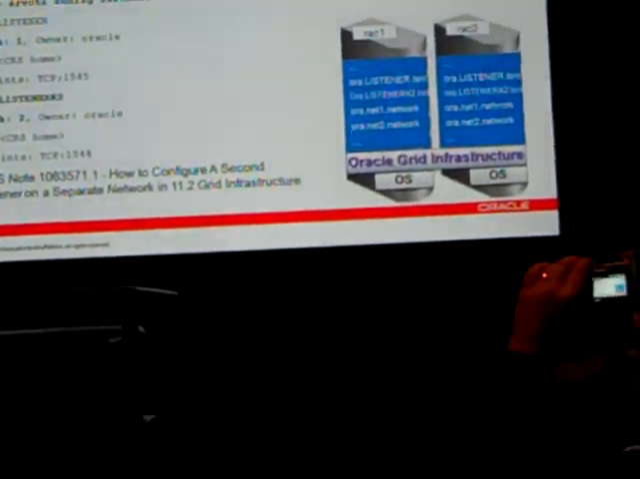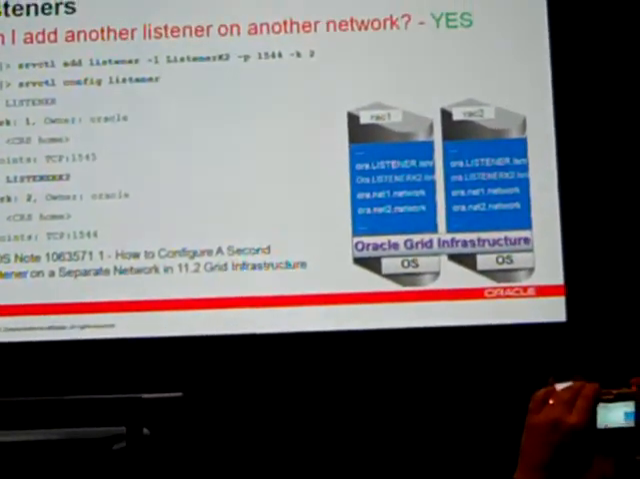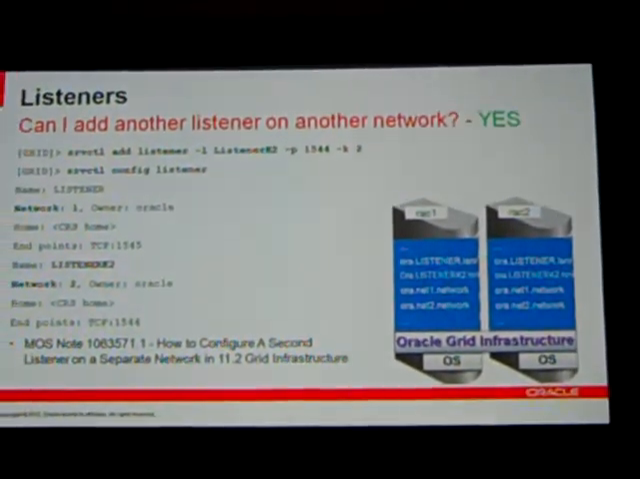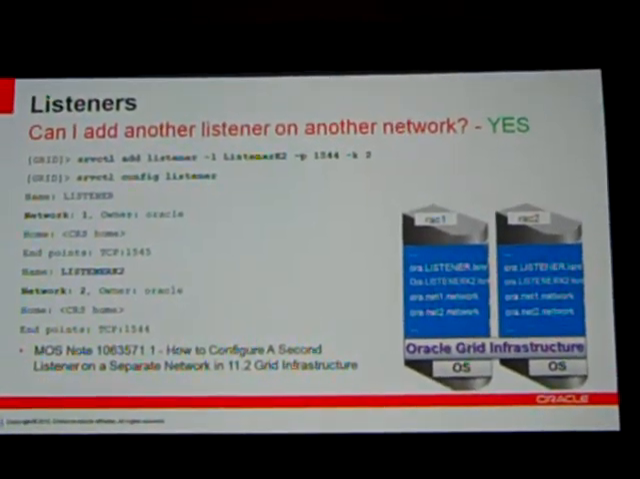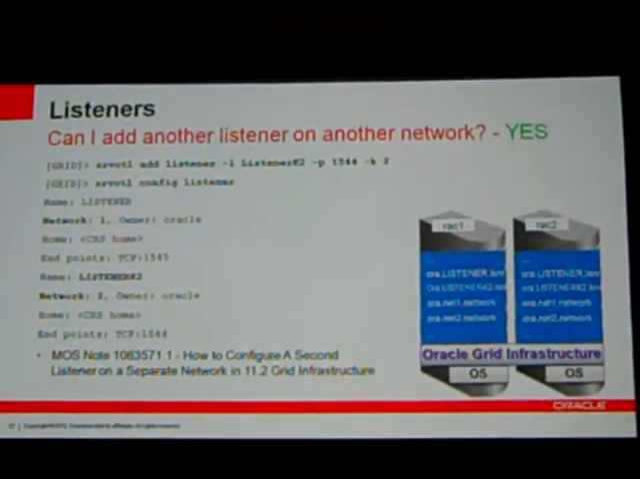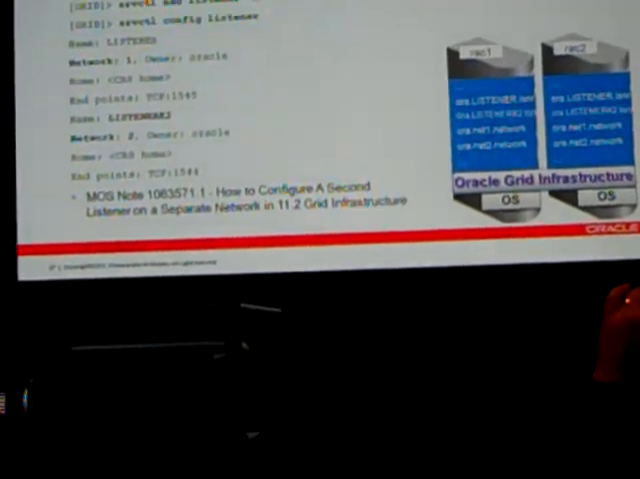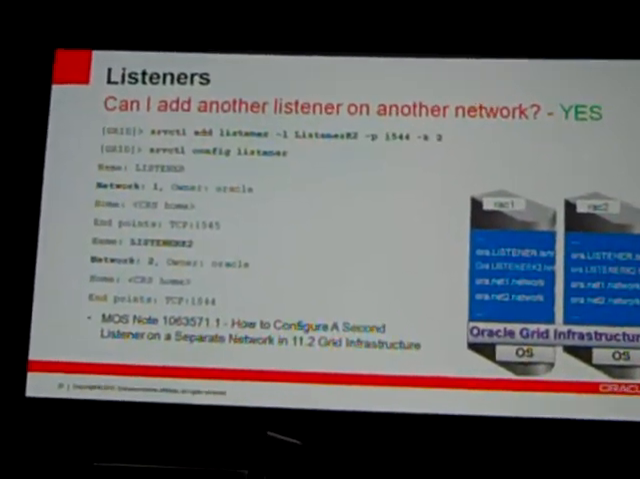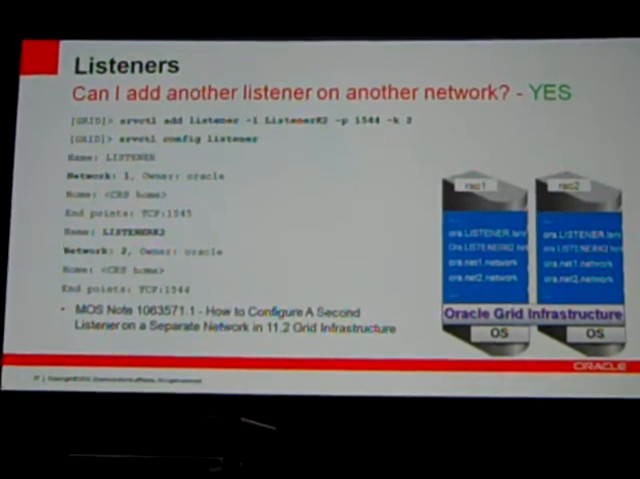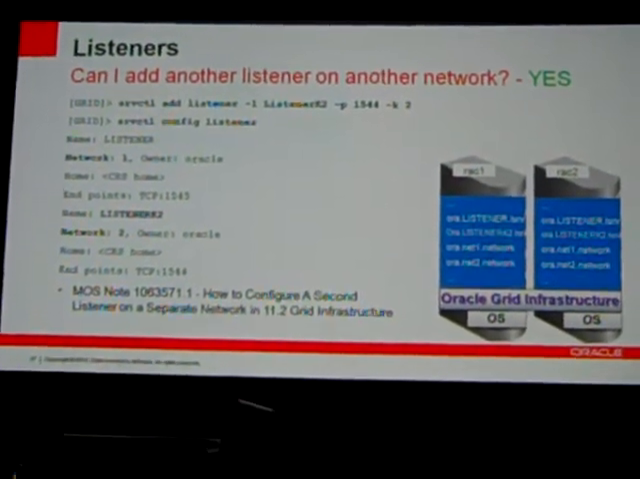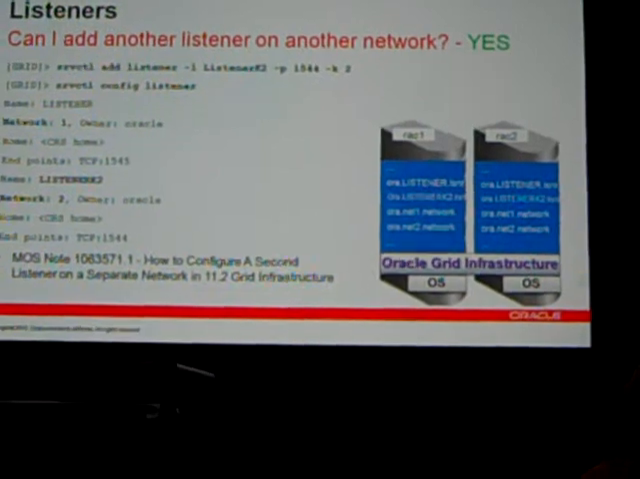And if you want to do this, this is a slide that I've shown, and there's a My Oracle Support note out there, 1063571.1, which explains to you in detail how to configure a second listener on a separate network in 11g release 2. So that is to say, if you have these multiple network ideas, which is fine, to access your cluster on multiple networks, this is the note you want to read to create your listeners accordingly.